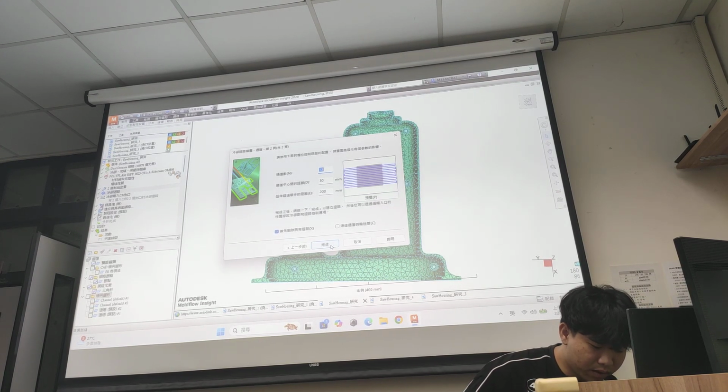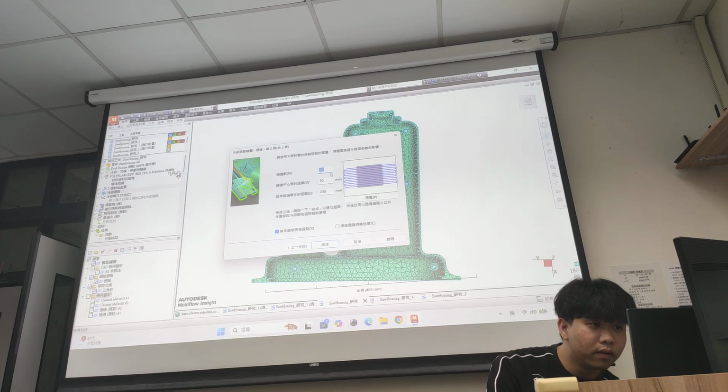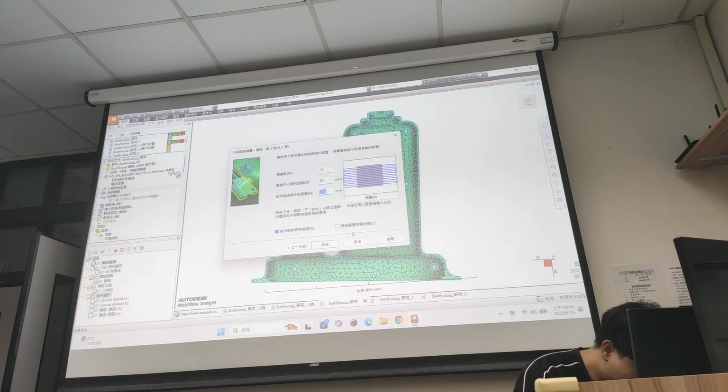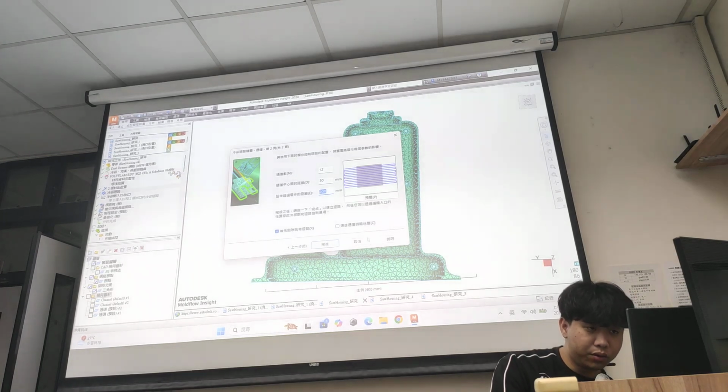Set the number of channels to 12. Set the distance between channel centers to 30 mm. Set the extension beyond the part to 200 mm. Review the preview and click finish.